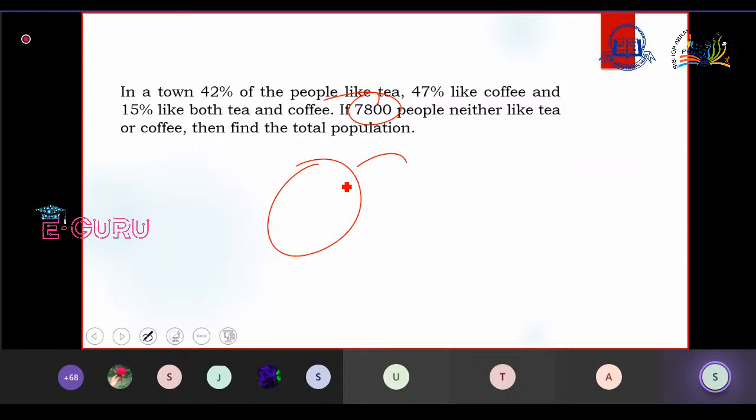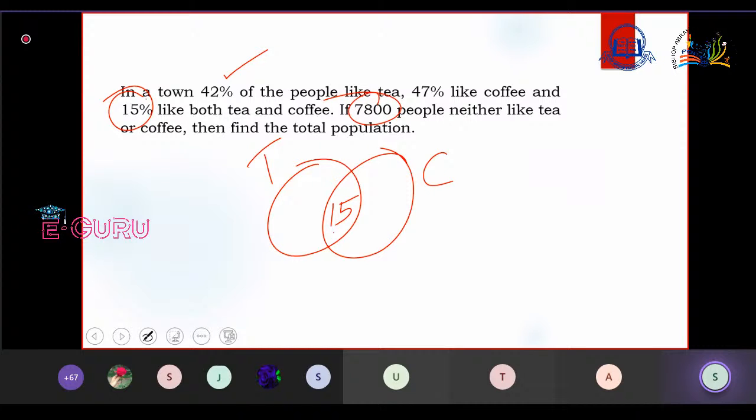Just draw two diagrams like this. One diagram representing the people who like tea and the other diagram represents the people who like coffee. We should always remember the common value should be there in the common space. Okay, so here it is given that 42% like tea, 47% like coffee and 15% like both tea and coffee. So that 15% will come here, 15.